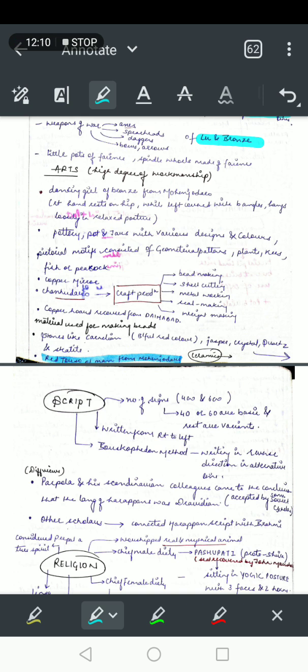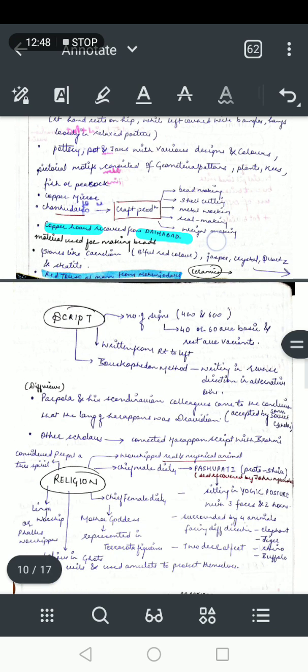Then there were pottery, pots and jars with various designs and colors. These pottery were decorated with geometrical patterns which had different pictorial motifs, like plants, trees, fish, peacock, etc. Copper mirror. Then there was the craft production, like bead making, shell cutting, metal working, seal making, weight making. At Chanudaro one can find a copper hoard, which has been discovered from Daimabad.